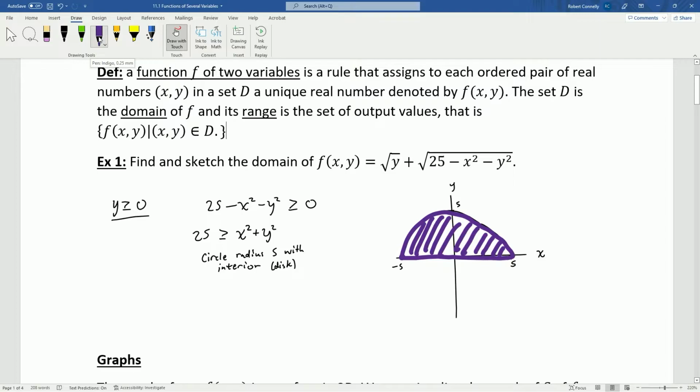Okay, so in set notation, what we would say is that the domain is the set of points (x, y) that satisfy y is greater than or equal to 0, and x squared plus y squared is less than or equal to 25.